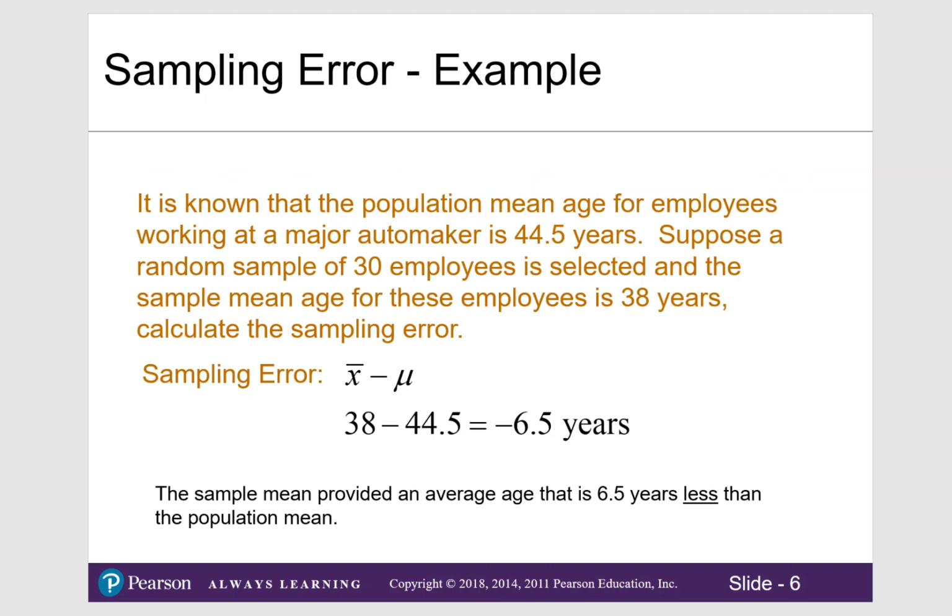So for a quick little example, suppose we have a population where we know the mean age of our employees at a major automaker happens to be 45 years, and instead of using that population parameter, we're going to gather a random sample of 30 employees, and we'll note that the sample mean age is 38 years. So we calculate the sample error to be negative 6.5 years. That means that the sample mean was, on average, 6.5 years less than the population mean. Usually we interpret negatives here as just saying less than rather than writing the word minus in our writing.